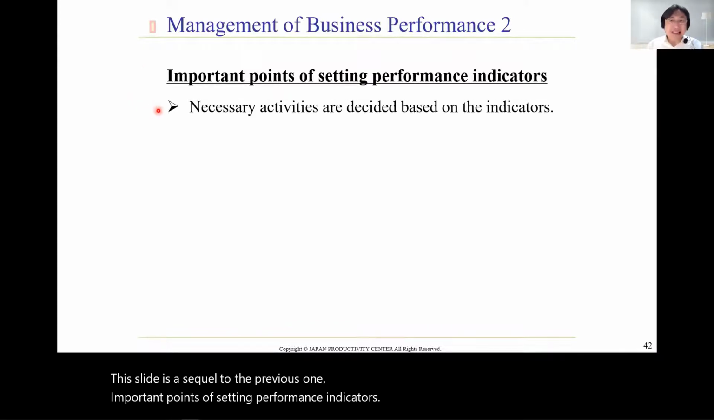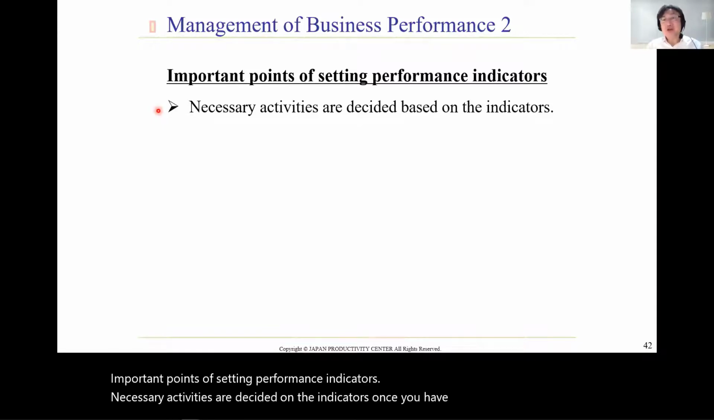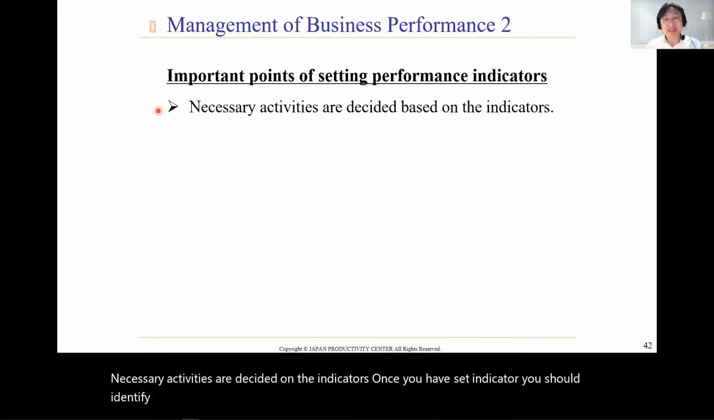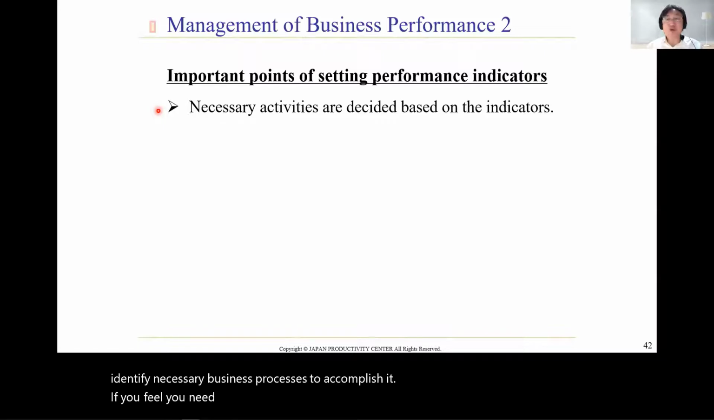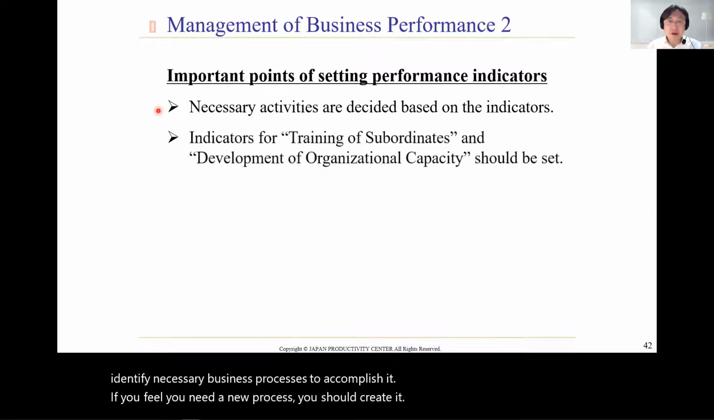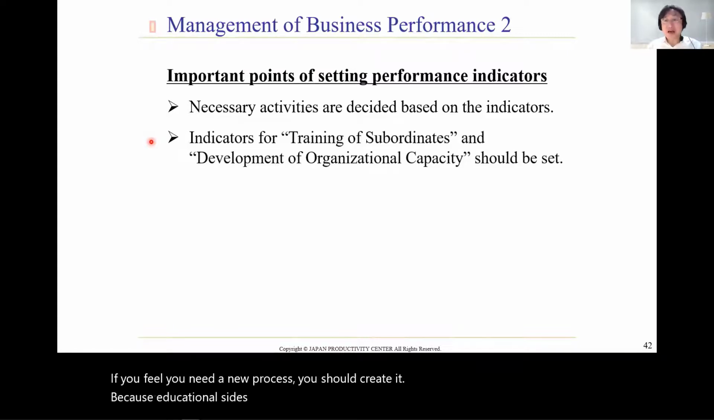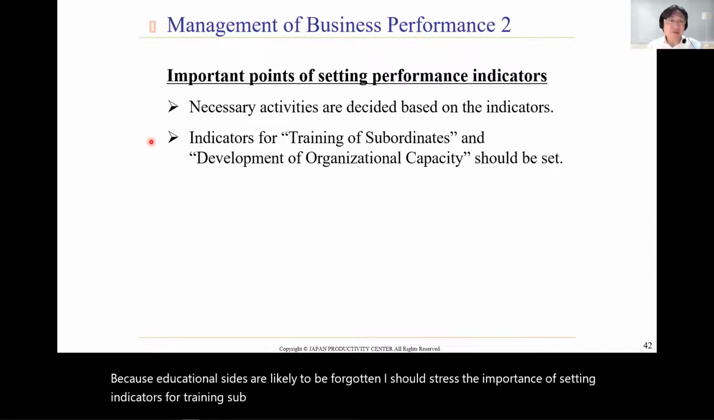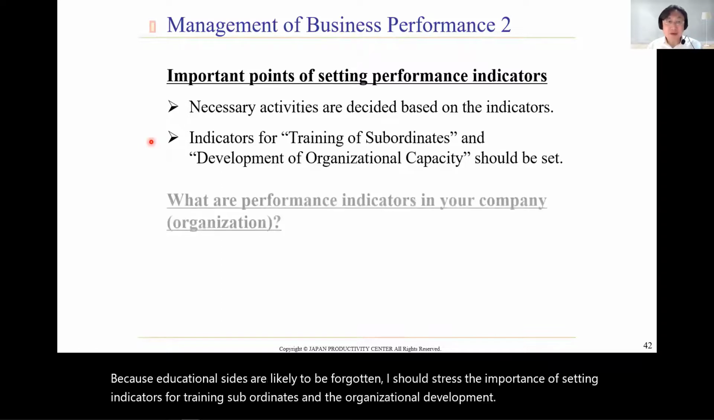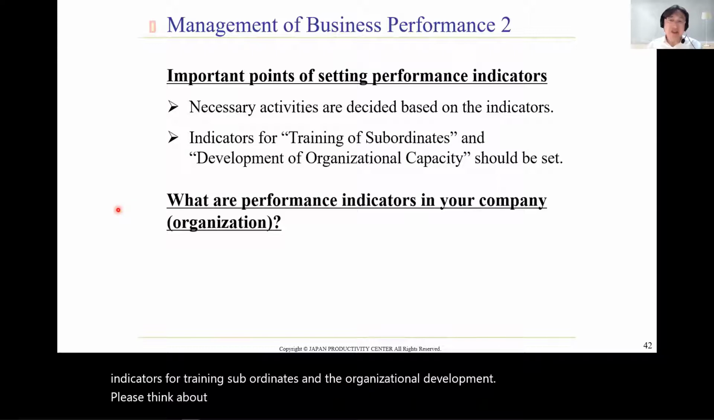Necessary activities are decided on the indicators. Once you have set an indicator, you should identify necessary business processes to accomplish it. If you feel you need a new process, you should create it. Because educational sites are likely to be forgotten, I should stress the importance of setting indicators for training subordinates and the organizational development. Please think about what are the performance indicators in your organization.